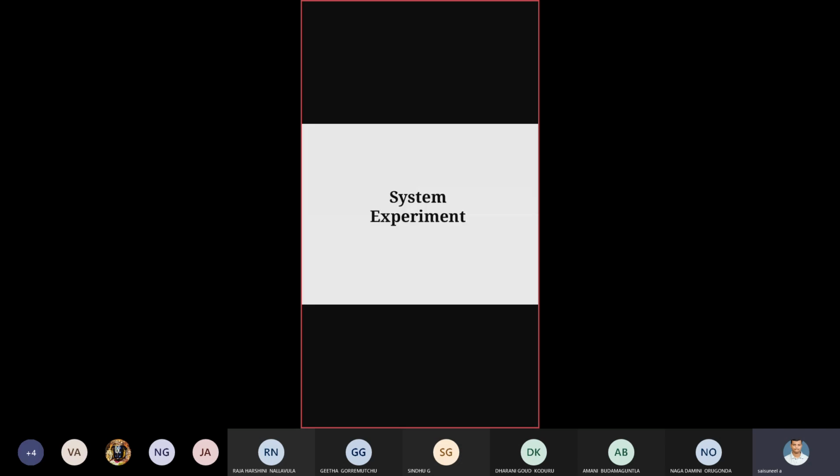Next one is the system experiment. Based upon this architecture, how can we calculate the performance of a system? What is the efficiency of a system? That's why we go for the system experiment. We go for calculating the performance of a system.